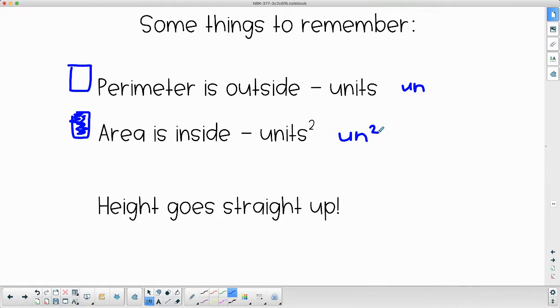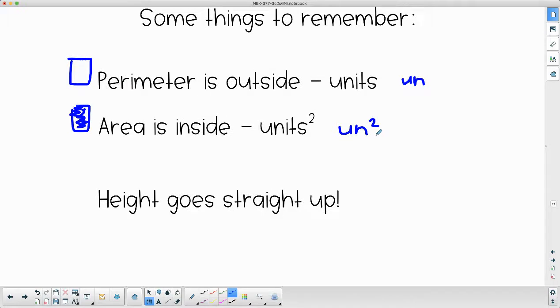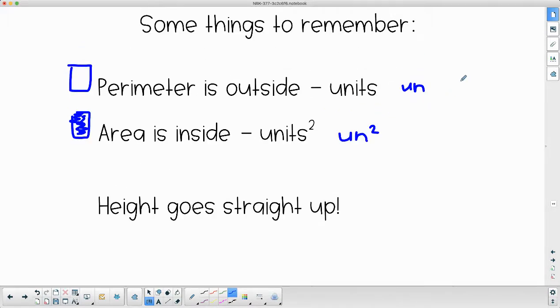I know for a fact that some of these answers, like say the answer for the area is 15 centimeters squared, it's probably also going to give you a choice of just 15 units. You need to make sure if it's perimeter, it's not squared. If it's area, make sure you get that squared in there. And one more reminder before we get going is that the height goes straight up. It has to come from a right angle, not a slanted side.